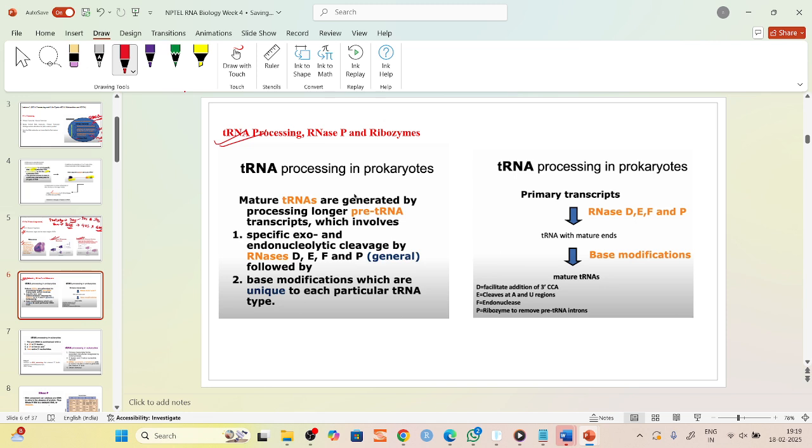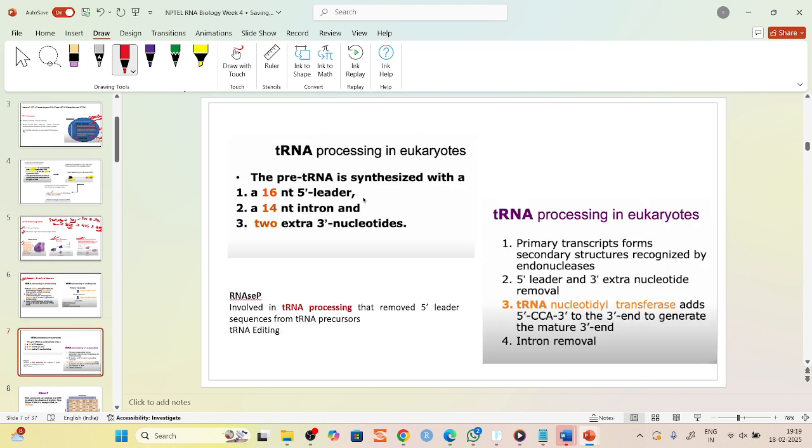Now let us see what happens in tRNA processing in the case of eukaryotes. In eukaryotes, the pre-tRNA is synthesized with a 16 nucleotide leader sequence, a 40 nucleotide intron, and 2 extra 3 nucleotides. The primary transcripts form secondary structures which are recognized by endonucleases, and then the 5 prime leader and 3 prime extra nucleotides are removed. Then the enzyme tRNA nucleotidyl transferase adds the CCA, and then the introns are removed.